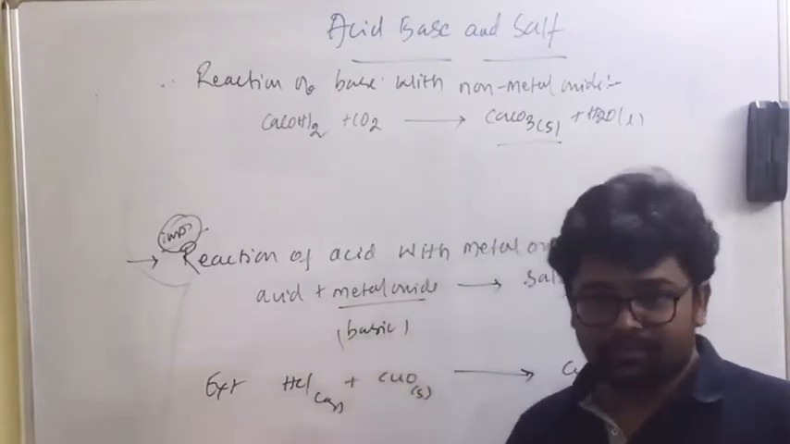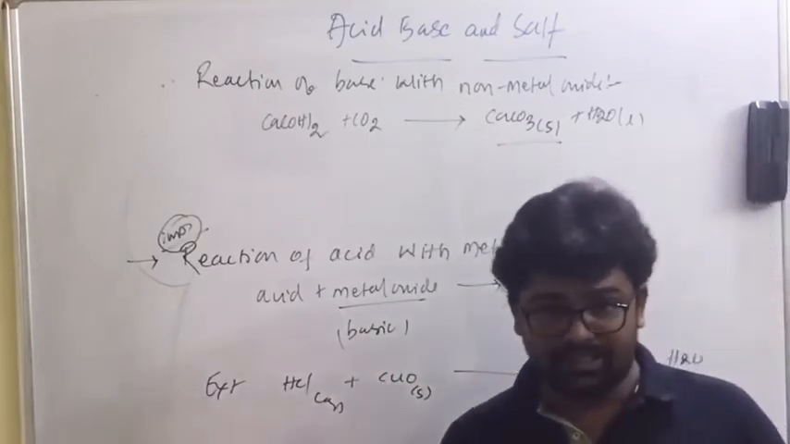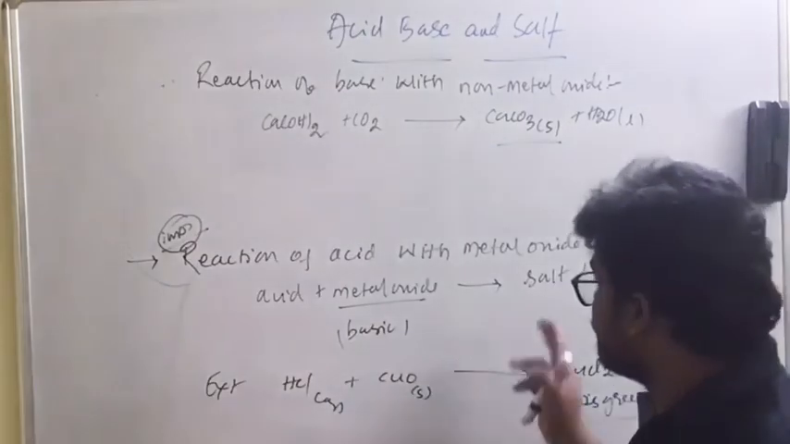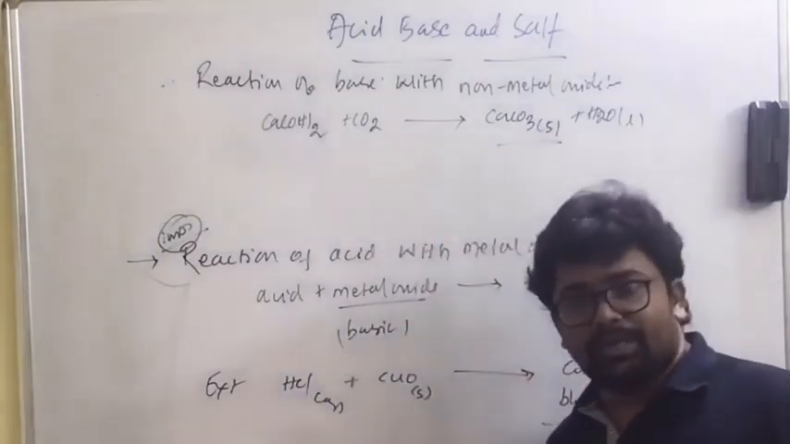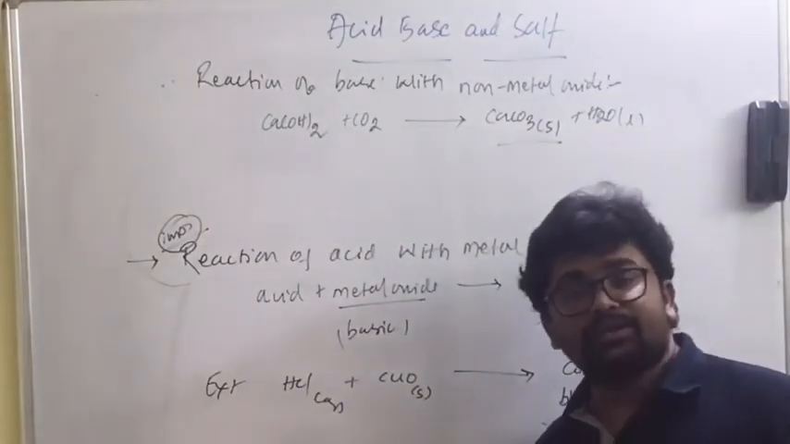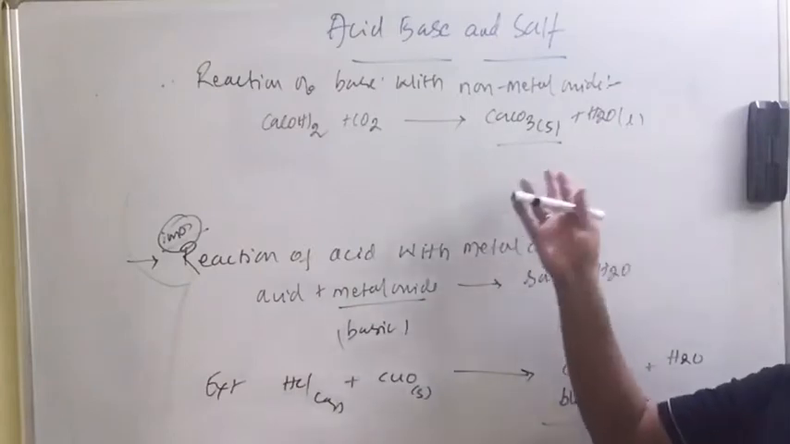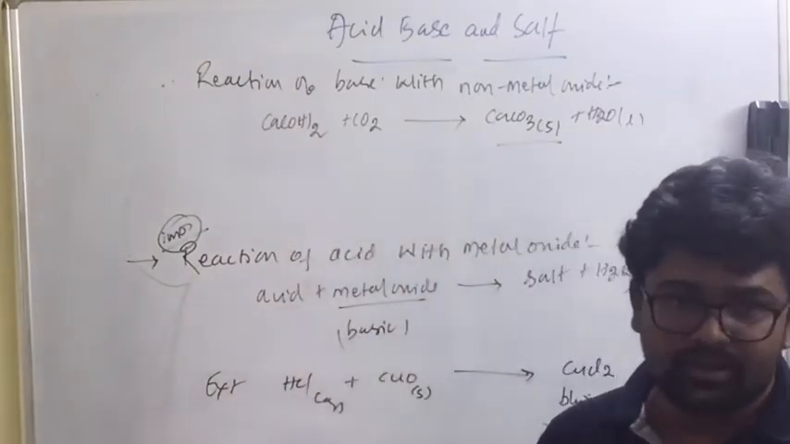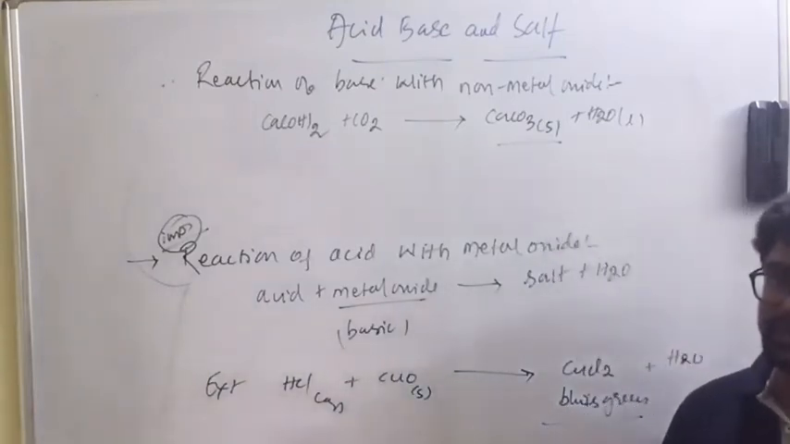Reaction of acid with metal oxides gives you salt and water, which is similar to our neutralization reaction, and we concluded that all metal oxides are basic in nature. Reaction of base with non-metal oxides: non-metal oxides are acidic in nature, right? When they react with a base, they give you salt and water, which is also similar to our neutralization reactions. Okay, so these are some of the chemical properties of acids and bases.